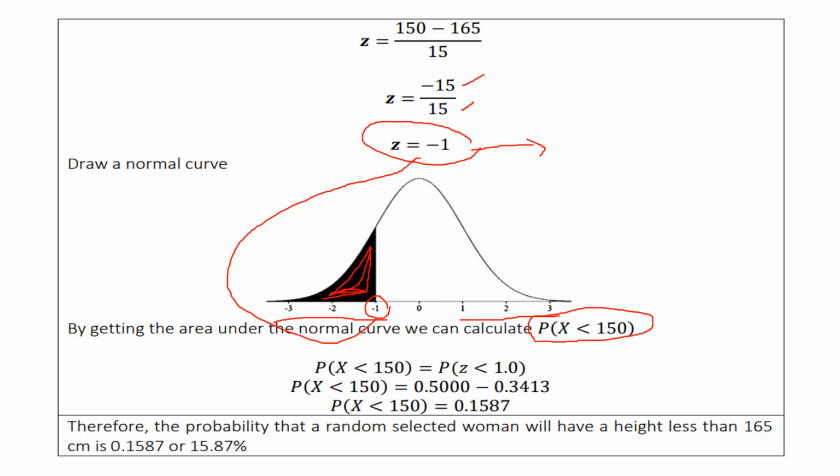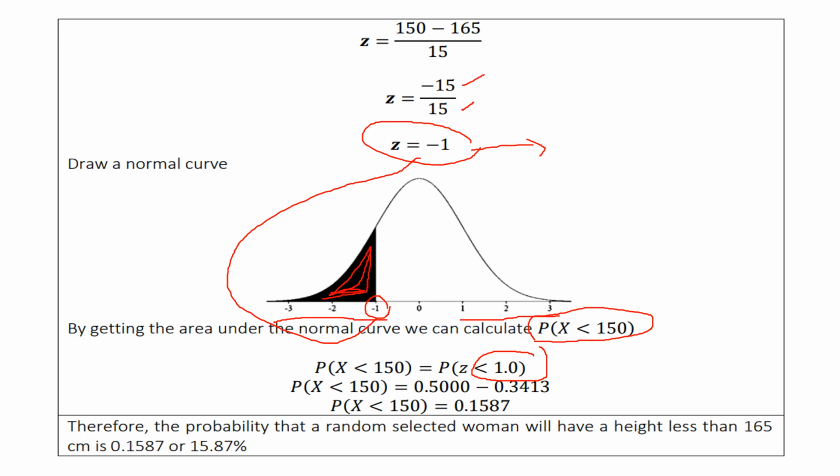Now, by getting the area under the normal curve, we can calculate P of x less than 150, which is equal to P of z less than negative 1.0. Here, we don't need to write the negative sign because the area from 0 to positive 1 and from 0 to negative 1 is still the same. The negative represents that your z-score is on the left side, and if your z-score is a positive value, then your z is on the right side of your normal curve.